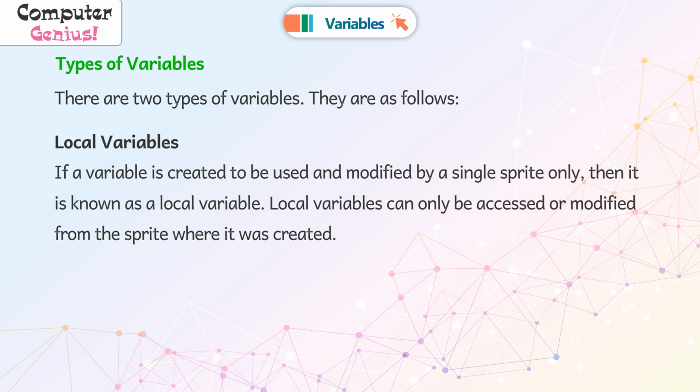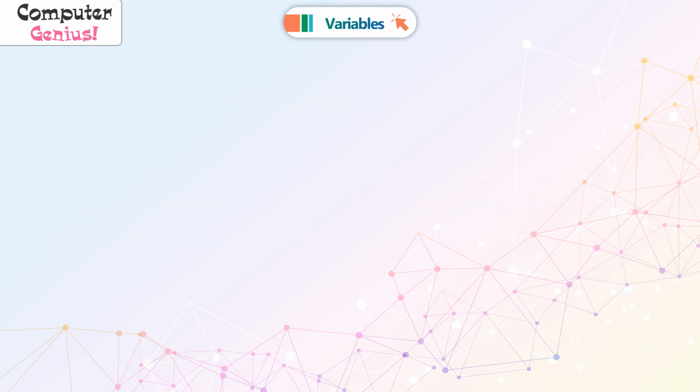Local variables. If a variable is created to be used and modified by a single sprite only, then it is known as a local variable. Local variables can only be accessed or modified from the sprite where it was created.